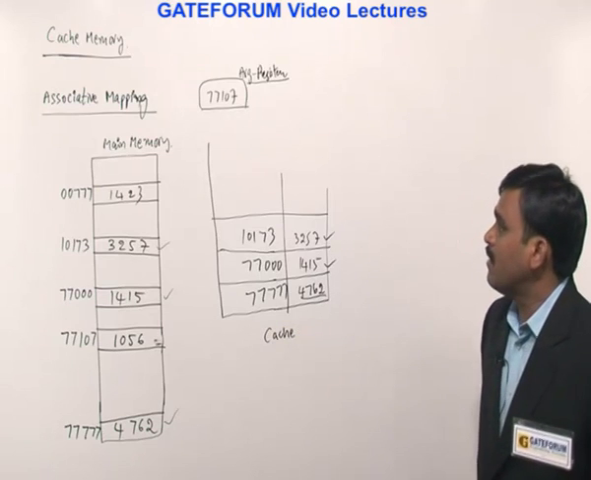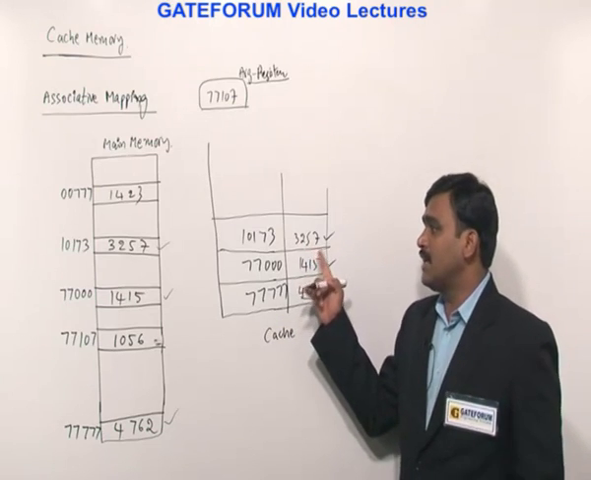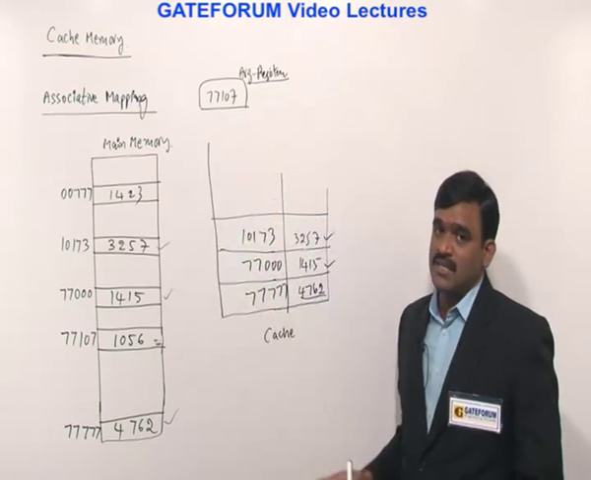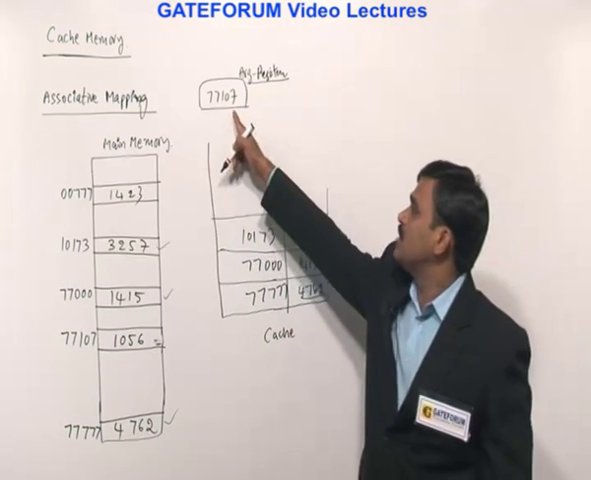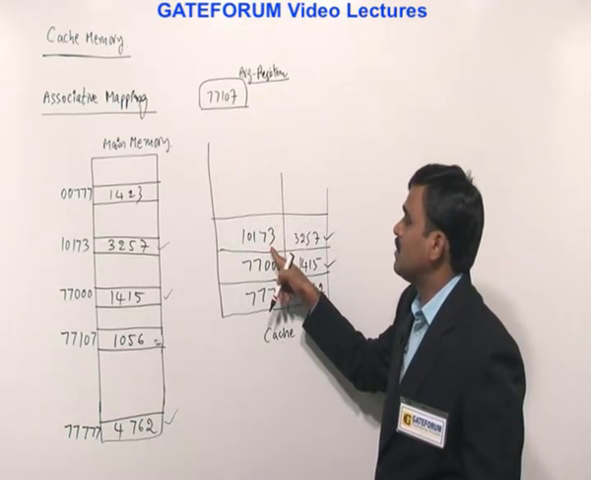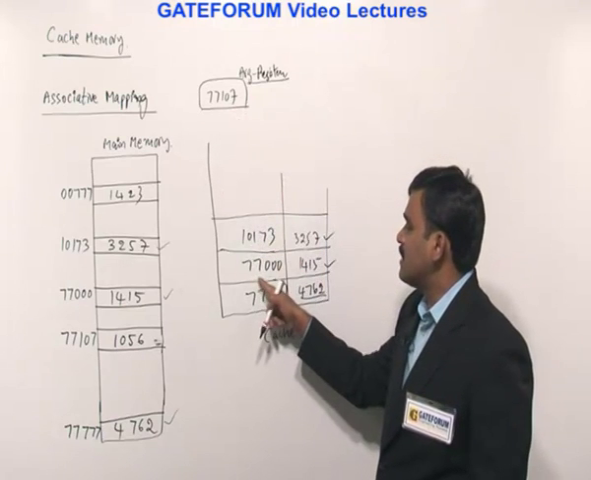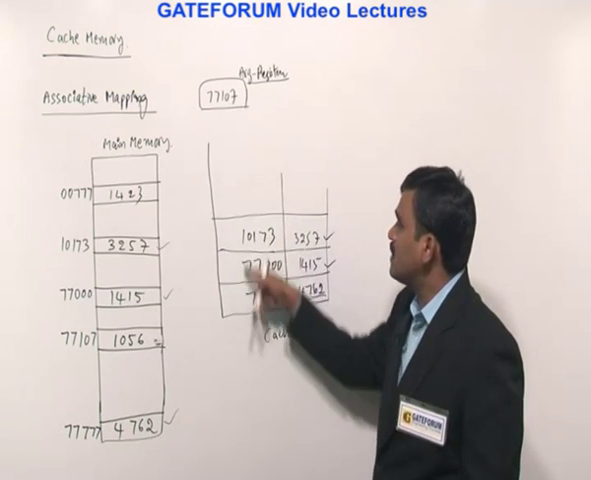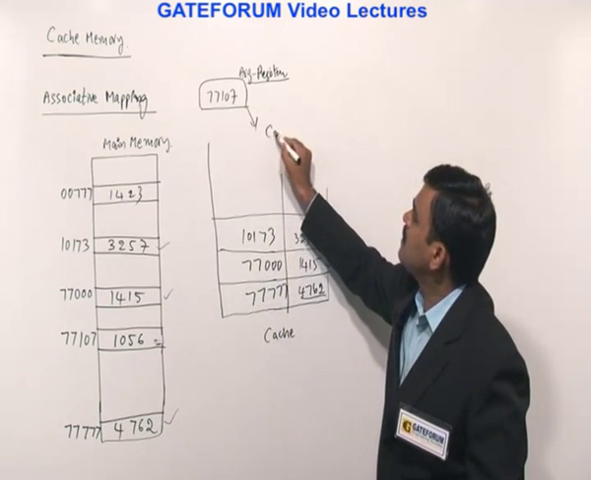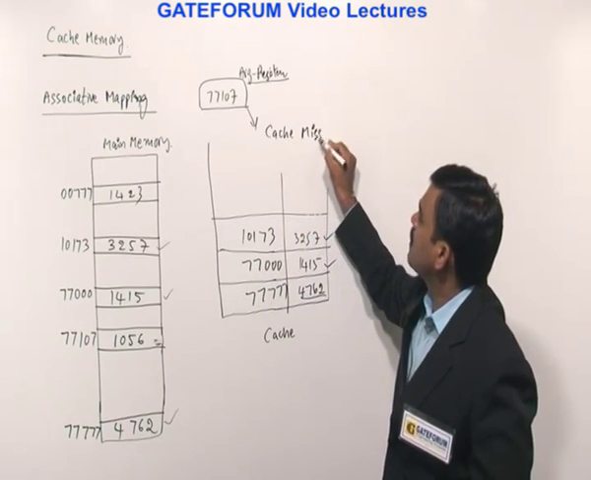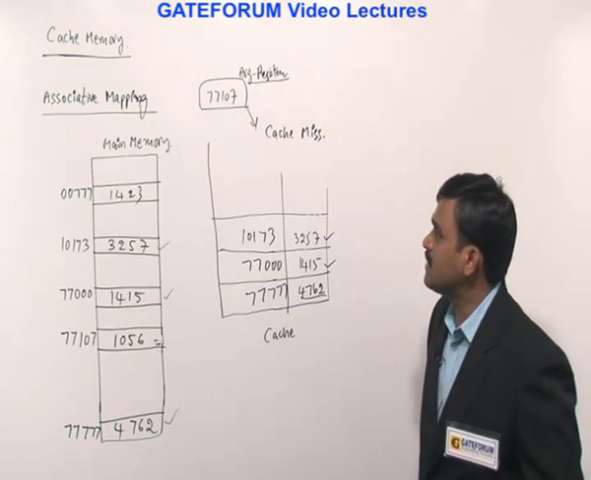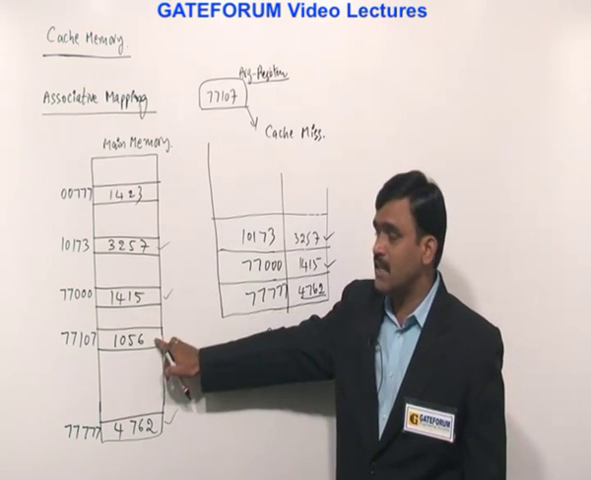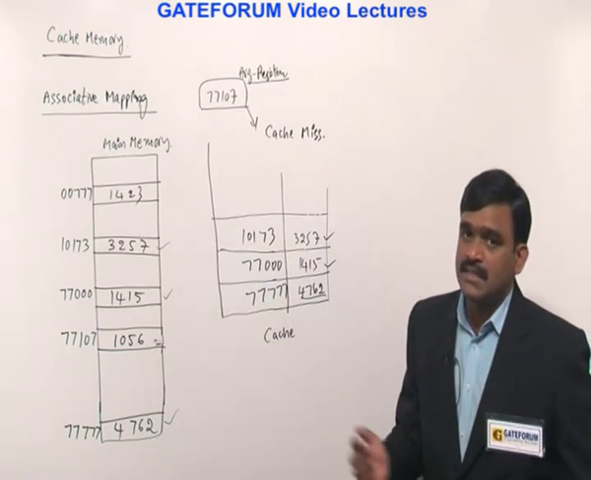So in associative mapping, whenever data is stored in the cache memory, it is stored along with its main memory address. So now it has to search all the locations of the cache. 77107 is compared with 10173, not matched. Again with 77000, this address is also not matched. Then with 77777, so no address is matched. So this is considered a cache miss, because the CPU wants the data 1056, which is not available in the cache.